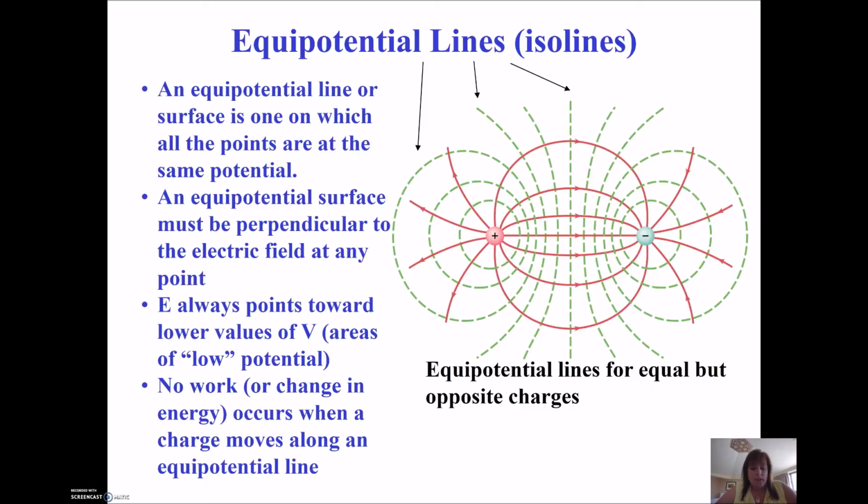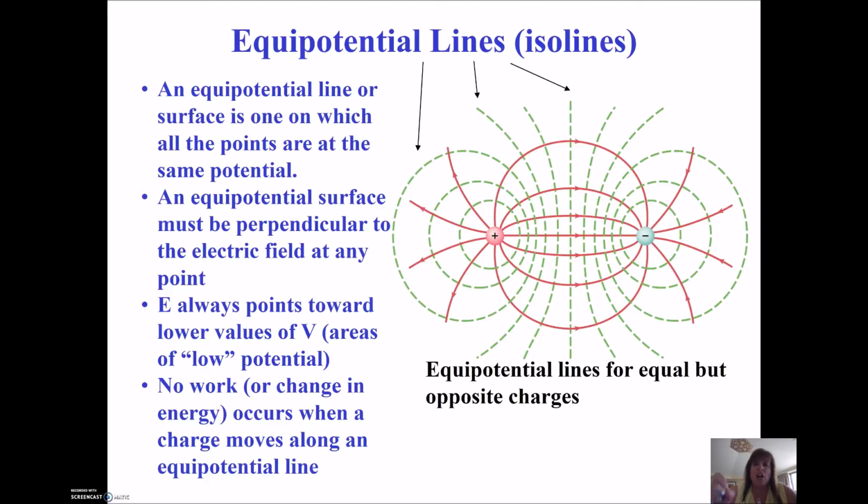Very, very importantly, no work occurs when a charge moves along an equipotential line. Work equals a change in potential energy, which means there needs to be a change in potential. So if there's no change in potential, no work is done. Remember that. Write it down and star it.